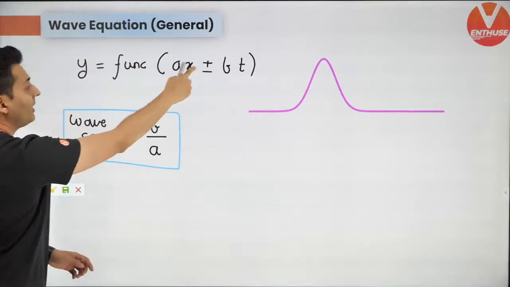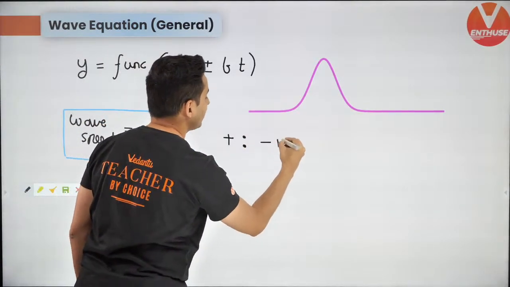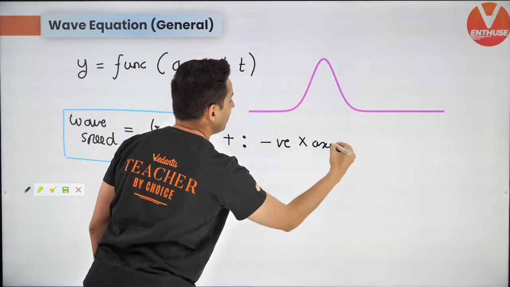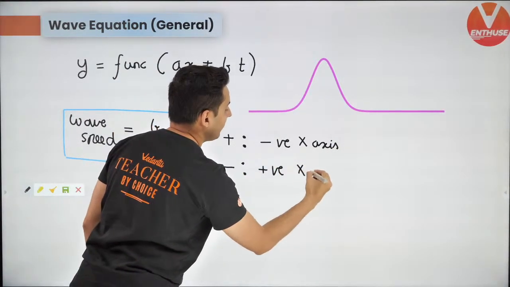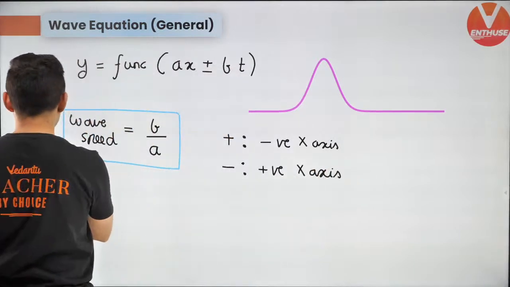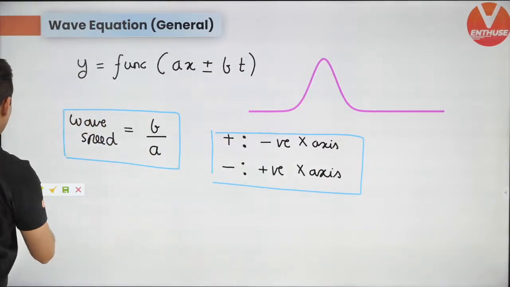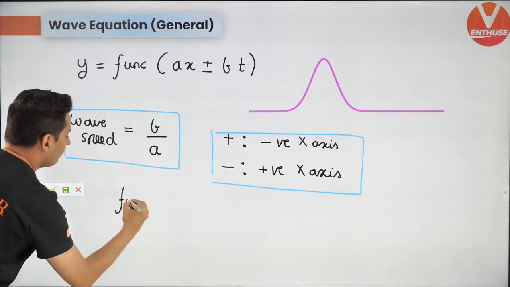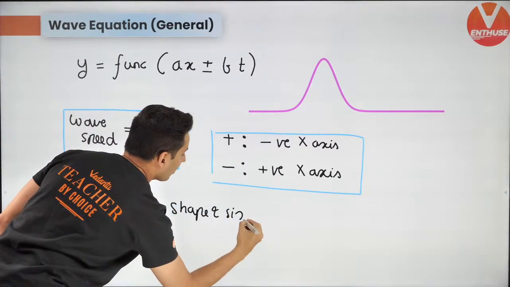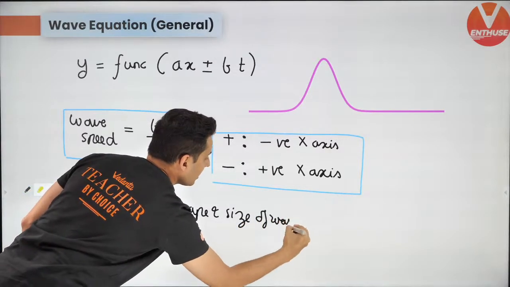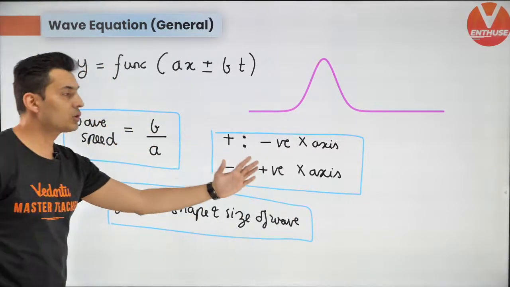Next up, how will the plus and minus affect things? If it is plus, then understand the wave is going towards the negative x axis. And if it is minus, then it is going towards the positive x axis. Keep this in mind. This is your next conclusion that you should remember. And lastly, also remember that the function decides the shape and size of the wave. Keep this in mind. If you remember these 3 pointers, you will be able to solve so many problems.